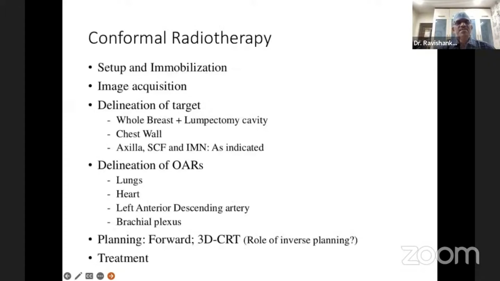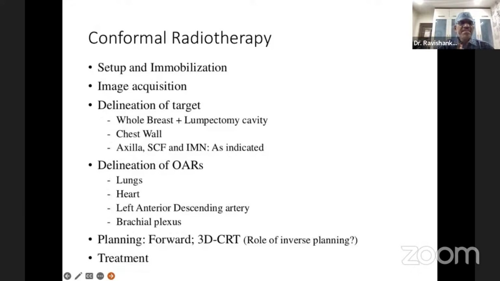So coming to conformal radiotherapy, as I mentioned already, it's setup, immobilization, and then you acquire an image and delineate the target. Your target is going to be the whole breast in early breast cancer. If there is involvement of the lymph nodes, then you may have to include the axilla. If you are including the axilla, the supraclavicular fossa has to be included. Coming to the internal mammary chain, not all patients require IMN irradiation. Only a selective group of patients, where you have high volume disease, or if there is a tumor lying in the inner quadrant of the breast.